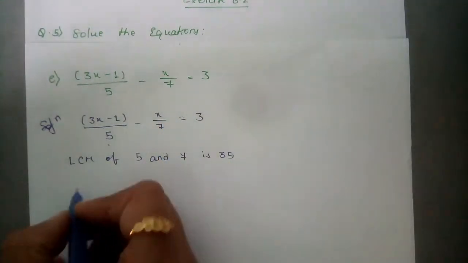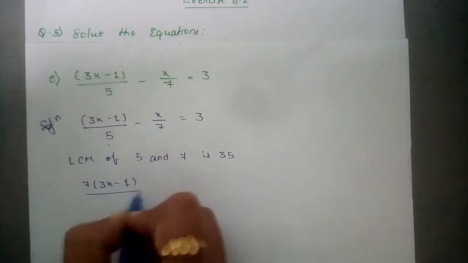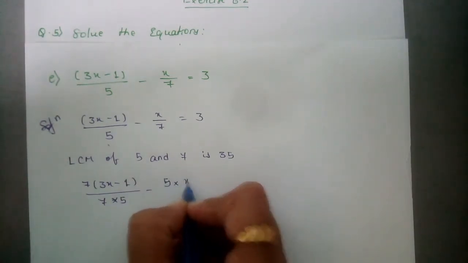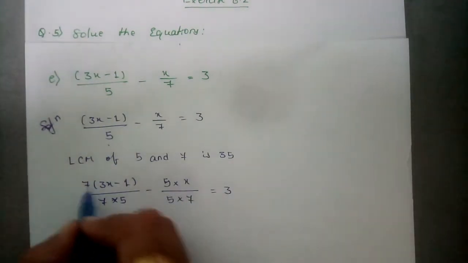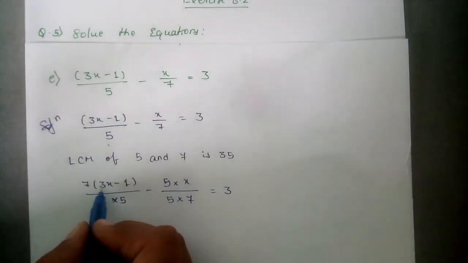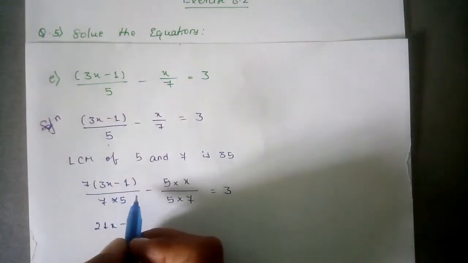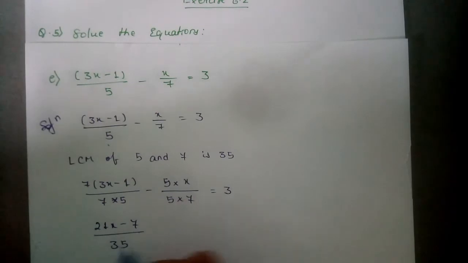So here we will write 7 into (3x minus 1) divided by 7 into 5, minus 5 into x divided by 5 into 7, which equals 3. Now multiply this 7 with this whole bracket, that is with 3x and with minus 1. So here we will get 7 into 3x, which is 21x, minus 7 into 1, which is 7, divided by 7 into 5 is 35, minus 5 into x is 5x, divided by 5 into 7 is 35, equals 3.